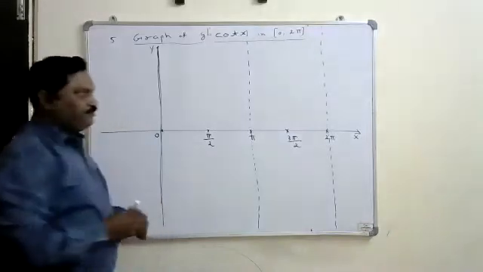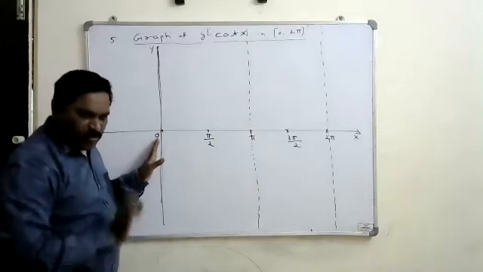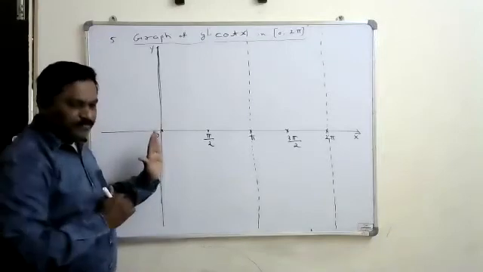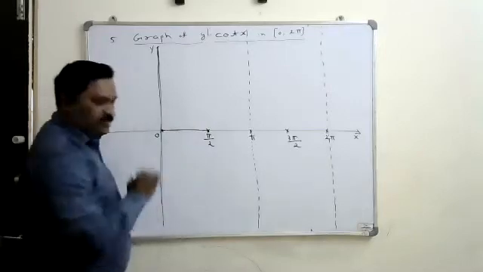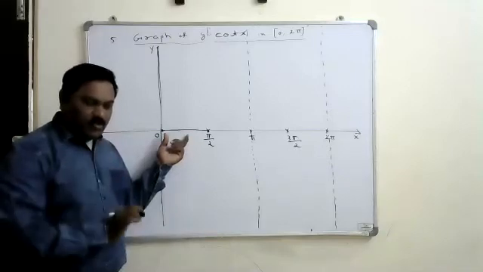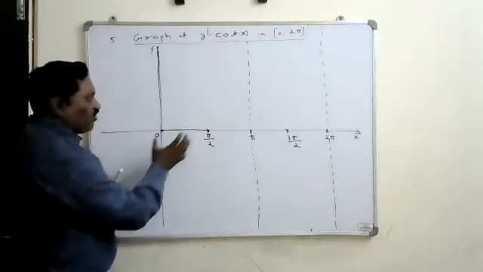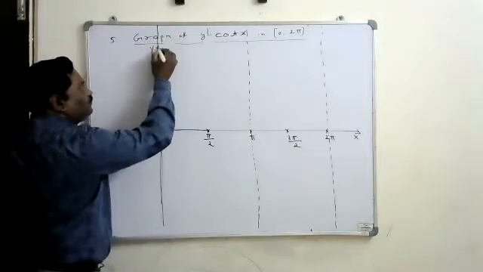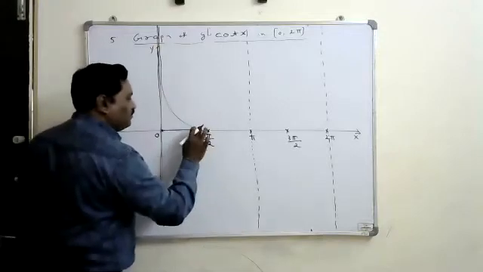Now, if I take x equal to 0, exactly at 0, cot 0 is not defined. But if I take slightly more than 0, up to 90 degrees, exactly at pi by 2, cot pi by 2 is 0. So 0 to pi by 2 is the angle of the first quadrant. In the first quadrant, cot is positive. So for all these angles, cot is positive, meaning it comes from positive infinity. It comes along this line and goes to 0 here.